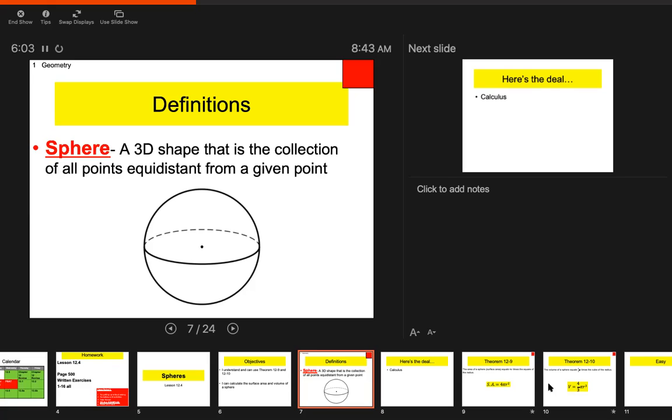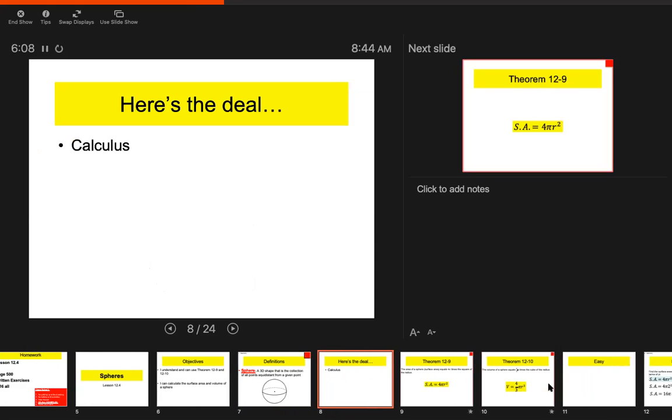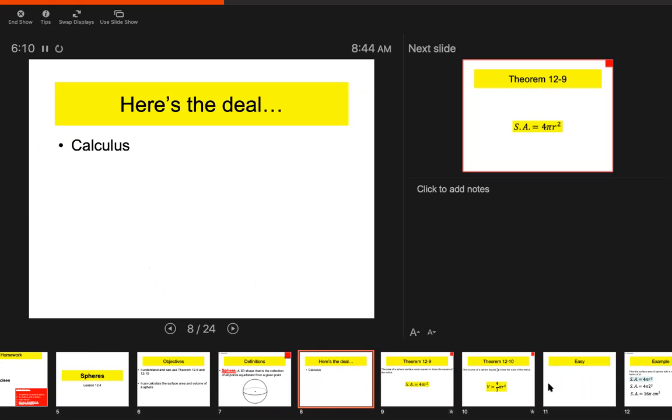A sphere is a 3D shape that is a collection of all points equidistant from a given point. Okay, so here's the deal. As I've said with the pyramid as well, there's a couple of shapes that I cannot prove to you. Sphere is one of them. You need calculus for that.